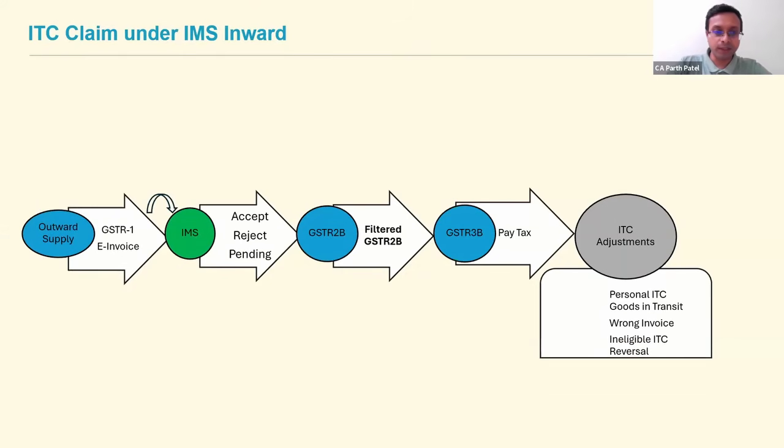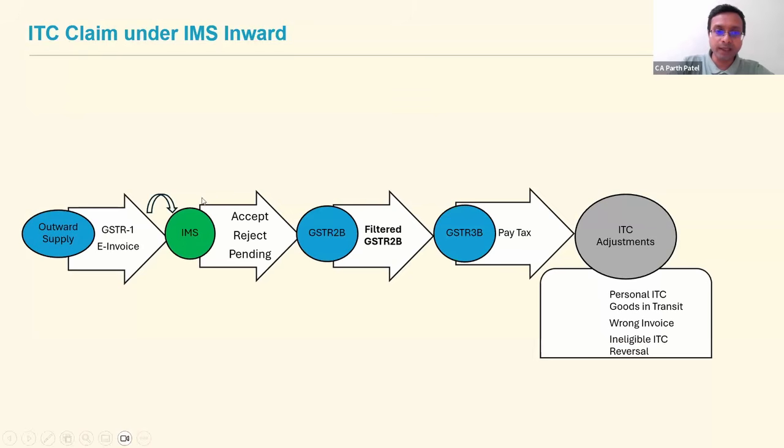So now there is one temporary return called IMS. That's a functionality or a facility to update the status of invoices before GSTR2B is finally generated, right? So let's say all the invoices will be transmitted to IMS. Once those invoices are transmitted to IMS, as a business, we can accept or we can reject those particular invoices. And based on the action taken, GSTR2B for that particular period will be generated, filtered out.